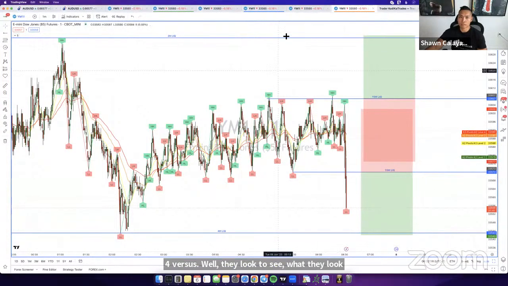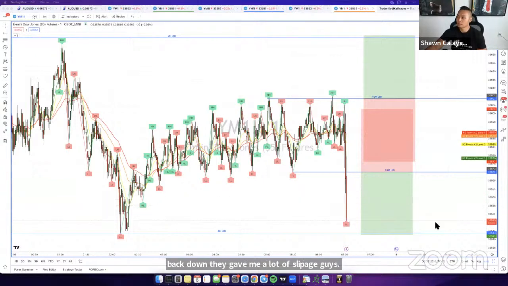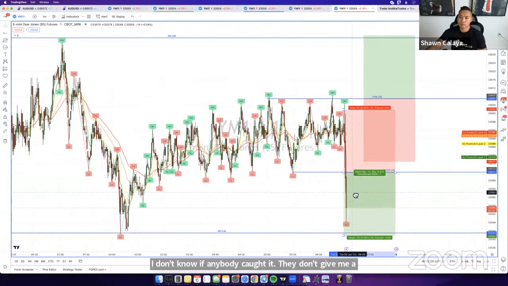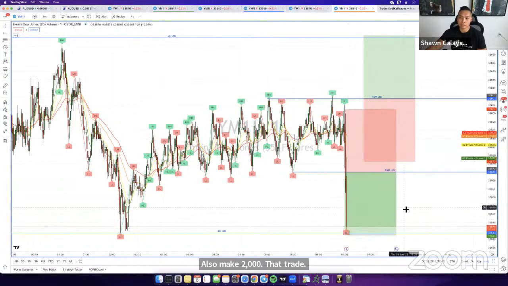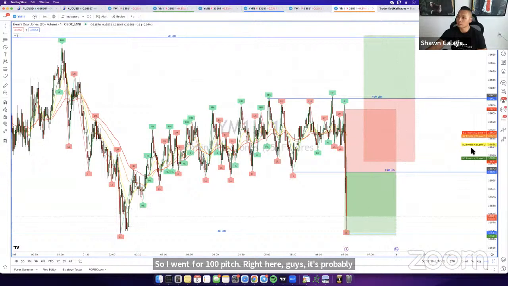Okay, so I got into that position right there when it came back down, but it gave me a lot of slippage, guys. I don't know if anybody caught it. It only gave me 1,000. Also, let's make 2,000 on that trade. So I only went in for 100 pips right here, guys. It's probably going to go to full TP, but I got a lot of slippage. I don't know if anybody got the same thing.